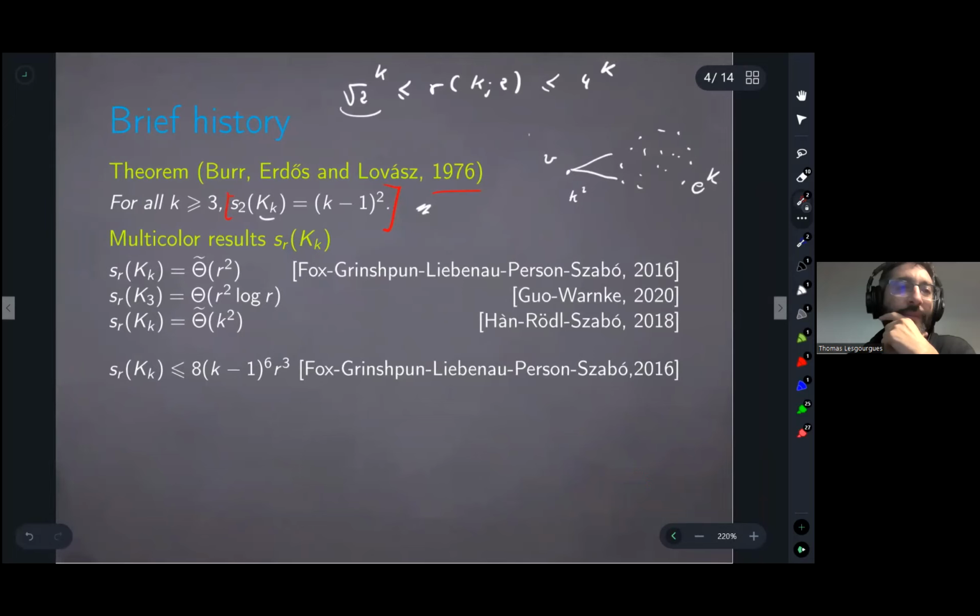So what's happening when you have more colors? And we know more or less what's happening for asymptotic values. So we know that when k is fixed, it's quadratic in the number of colors. And when the number of colors is fixed, it's quadratic in the size of the clique.